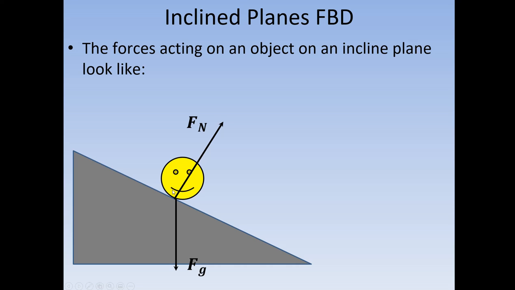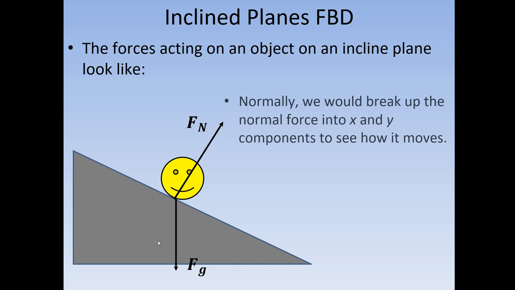Now, because these are no longer in opposite directions, we're going to end up having to break them up into their components. Remember, anytime we have a force at an angle, we have to break it up into an x component and a y component. Now, in order to think about which one we're going to break up, we want to look at how the object moves. Normally, what we would do is take the normal force, since this one's at an angle, and break it up into a y component and an x component. But this wouldn't really be the thing for us.